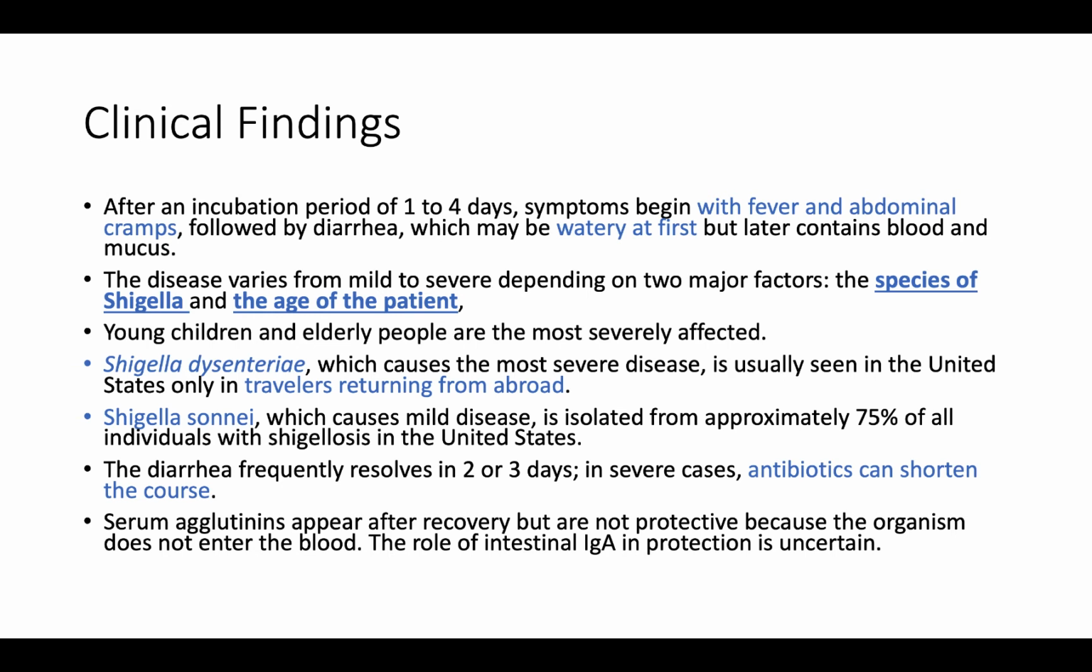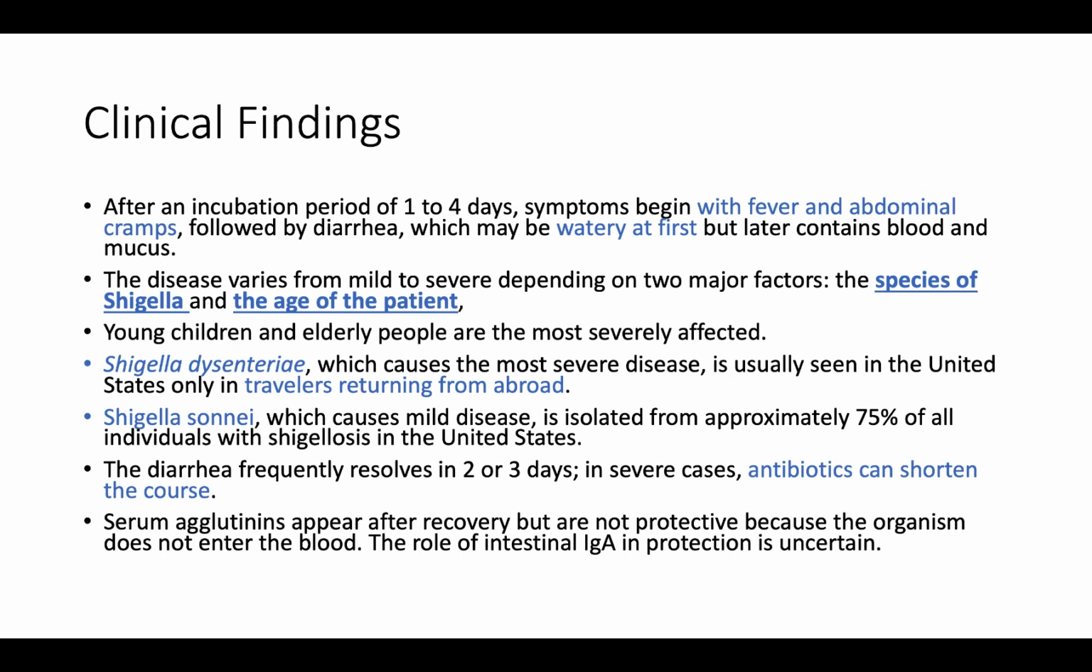Usually, symptoms will begin as we said with fever and abdominal cramps, and diarrhea, watery at first, and then we'll have more and more invasion, more and more blood and mucus will be secreted. The disease varies from mild to severe. What differentiates the two is what species of Shigella and the age of the patient. So the younger and elderly are more severely affected.